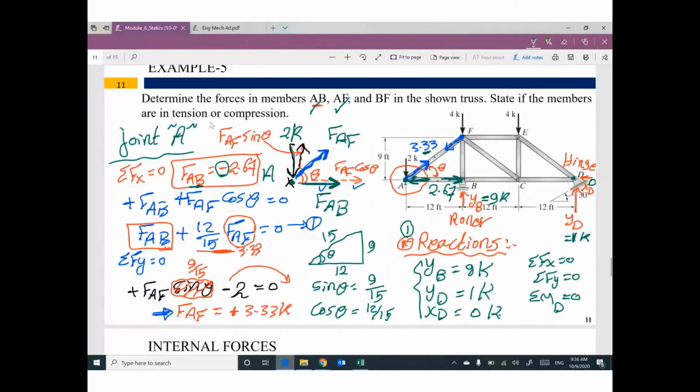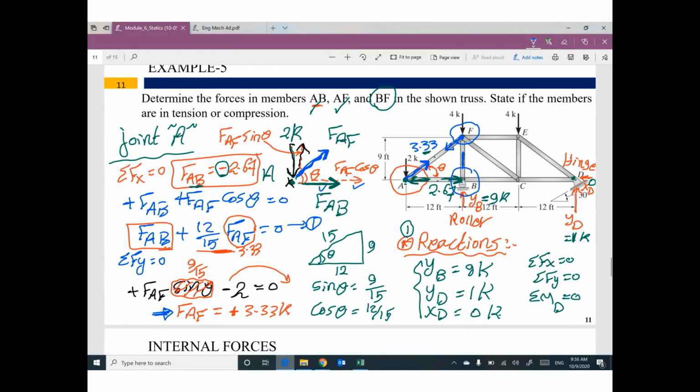Okay, guys, we are done with AB and AF. We're still looking for BF. Where is BF? Here you go, this one. We have two options. I need your recommendation. Do you think I'm going to use joint F or joint B? Because member BF connects to joint F, so I can do joint F, or joint B. What do you think? I think joint B will be easier.